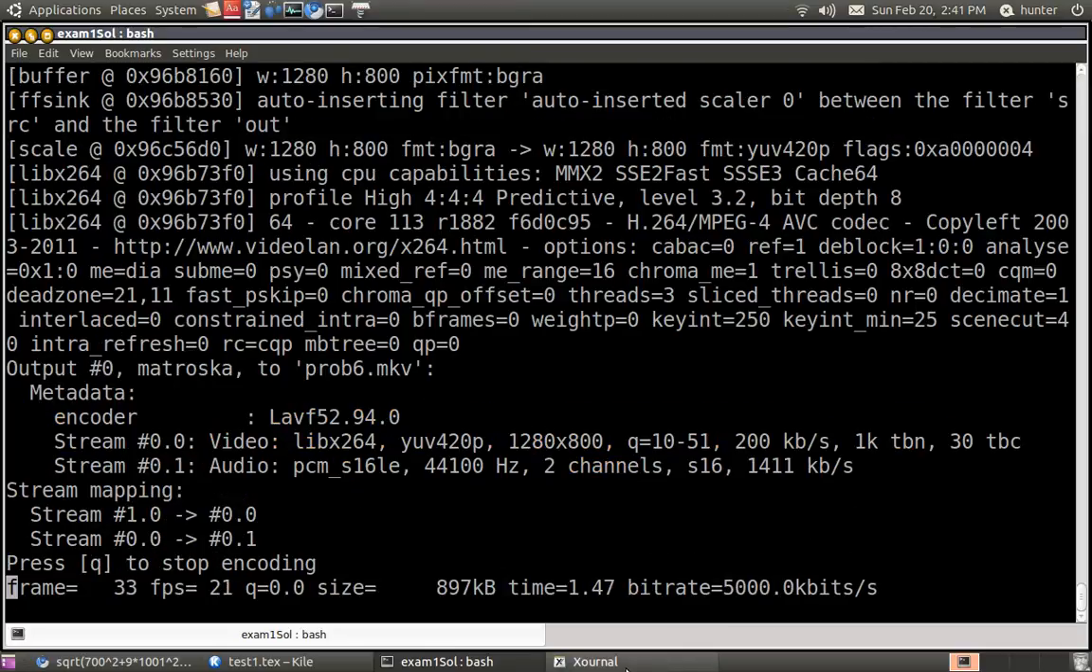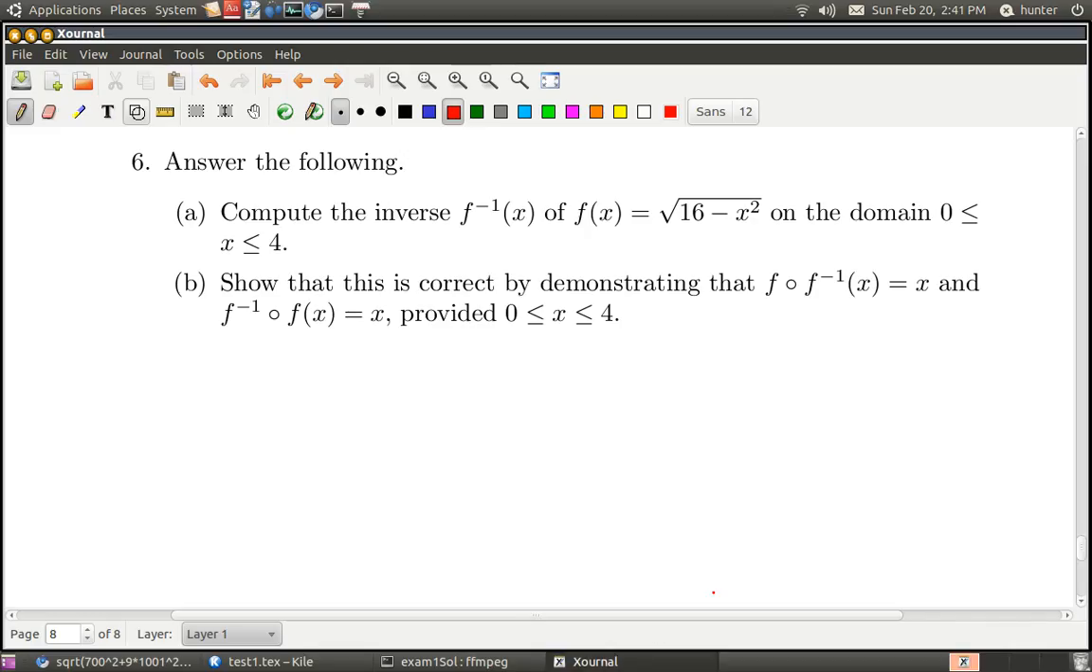Now let's do problem 6. So here's problem 6, two parts. The first part is to compute an inverse. So if you're watching this before class on Tuesday, we have not yet inverted a function in class, but on Tuesday we should start doing that.